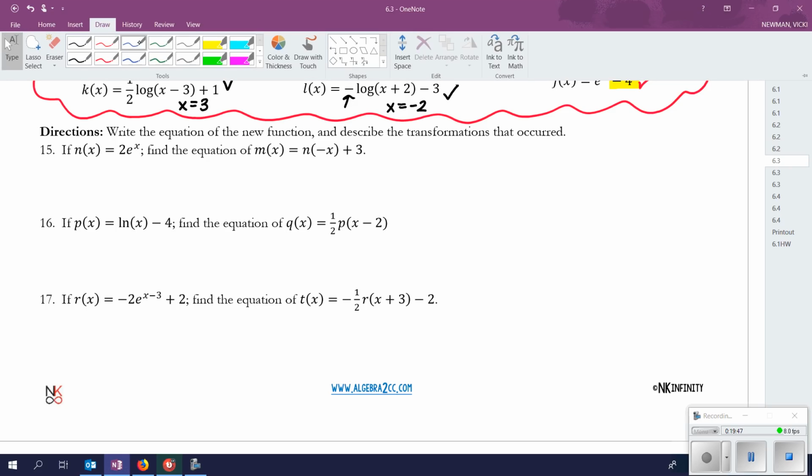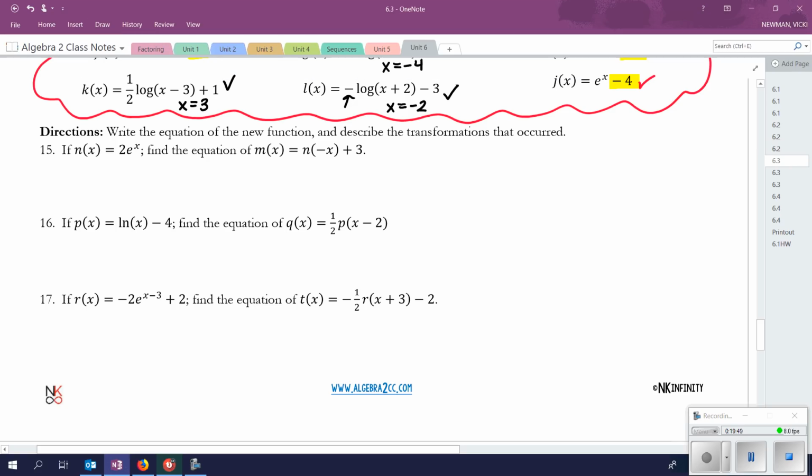So let's see here. I'm going to use green. We're starting with n of x is 2e to the x. Fine. M of x is n of negative x plus 3. So what I'm going to do is I'm going to figure out what the expression for n of negative x is. Now, if you listen to the words that I'm saying and you do it this way, this will be easier. And then when you go to Mr. Herwick's class, he won't shout at you. Actually, I might be lying. He might shout at you anyway.